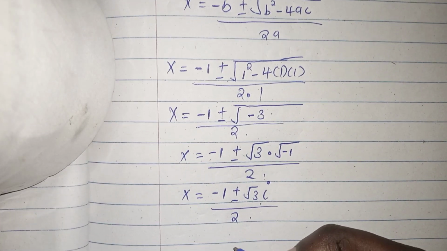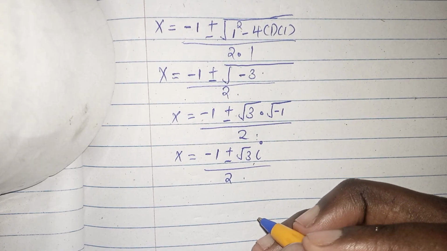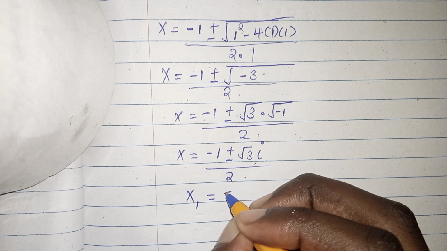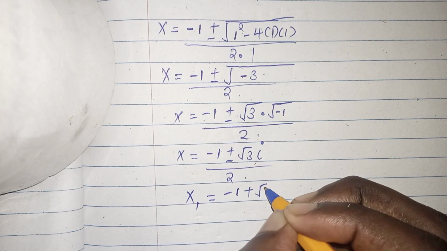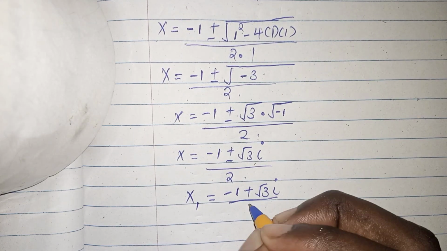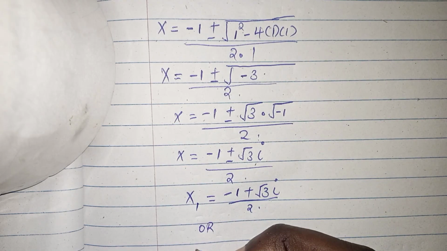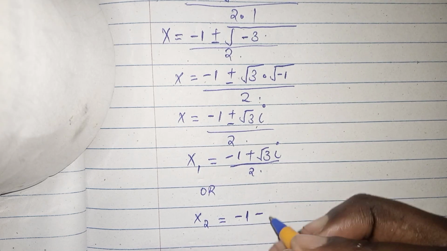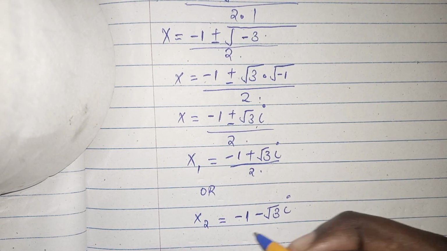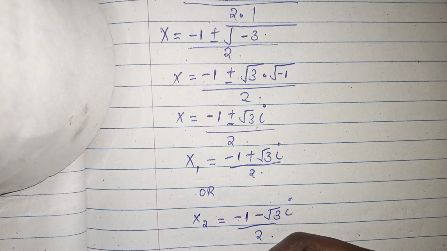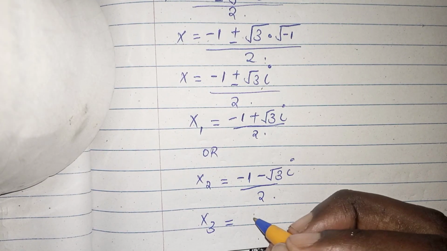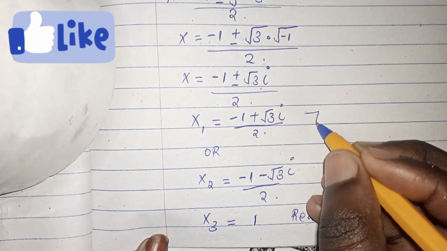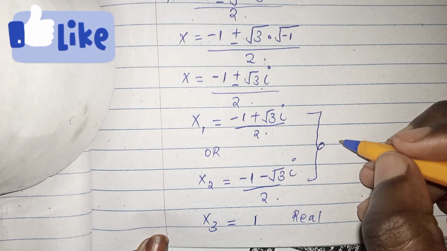So from this point, we shall then have two values of x. Our first solution, x is equals to negative 1 plus the square root of 3 imaginary over 2. And the second value of x is equals to negative 1 minus the square root of 3 imaginary over 2. And the final value of x is equals to 1. So this gives us a real solution, and these two are our complex solutions.